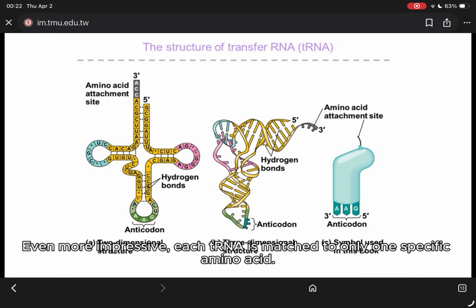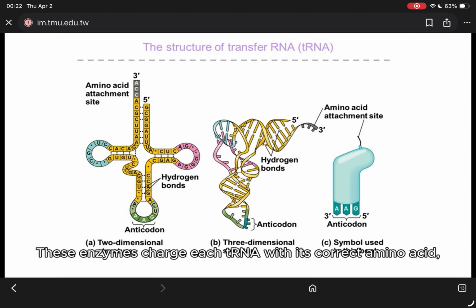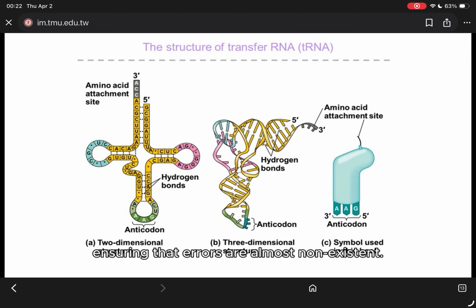Even more impressive, each tRNA is matched to only one specific amino acid. This matching is guaranteed by a special class of enzymes called aminoacyl tRNA synthetases. These enzymes charge each tRNA with its correct amino acid, ensuring that errors are almost non-existent. It's like a barcode scanner in a warehouse. You'll never deliver apples to a site that ordered bananas.